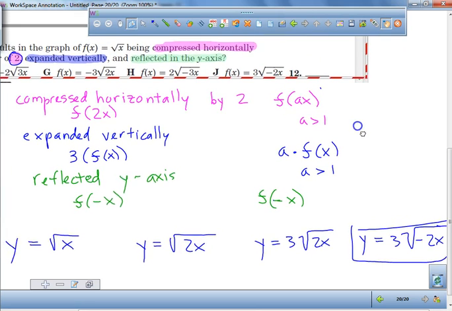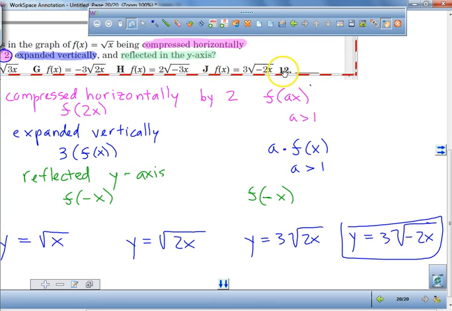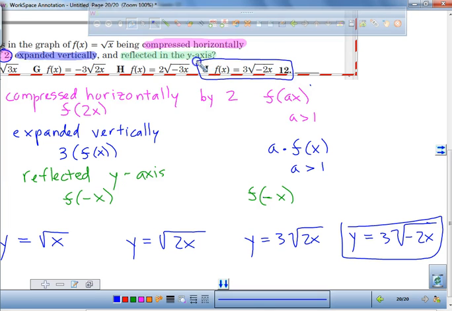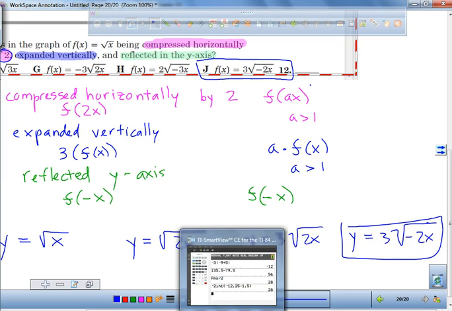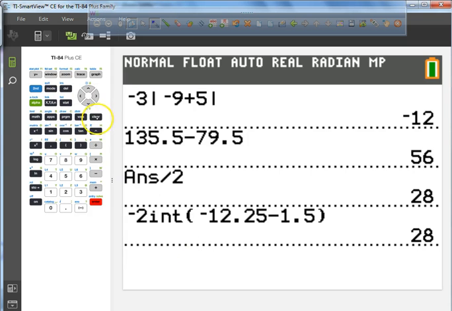So it looks like our answer is J. Okay? Oh yeah, it has a negative across the y. Now we're going to do this in the calculator so you guys can see it. Okay? So right now, I'm going to clear this out.